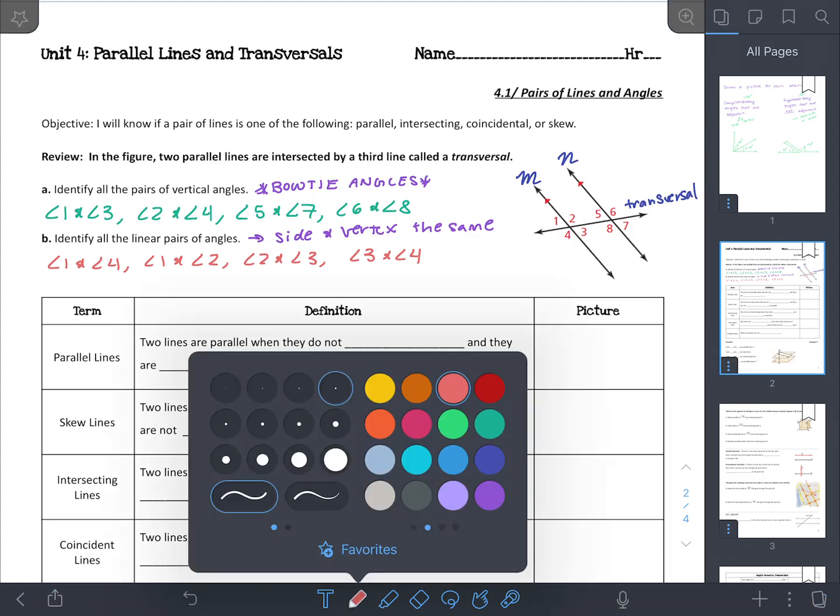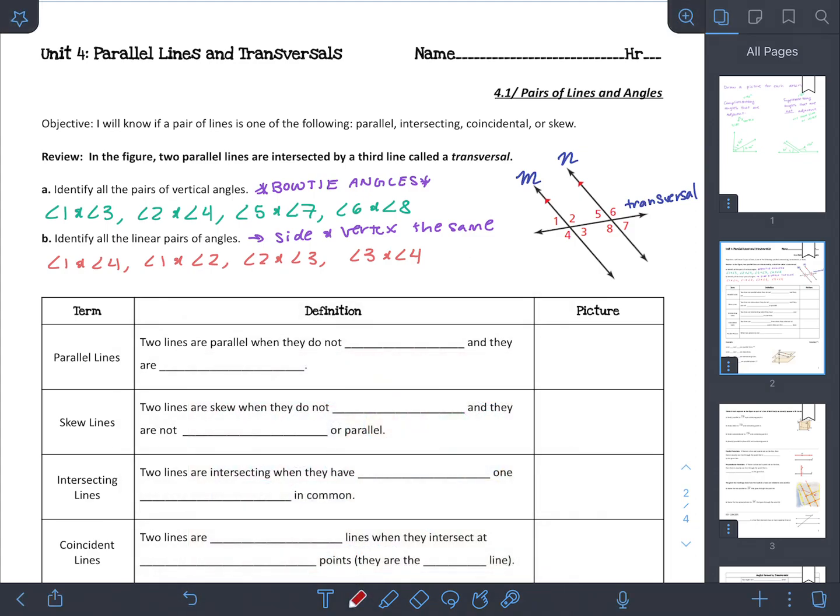And then I can do the same thing for that second one. So I can say, okay, I see that angle 5 and angle 8 are a linear pair. But then I can also do angle 5 and angle 6, angle 6 and angle 7, and angle 7 and angle 8. So a lot of different angles that can make up those different pairs.